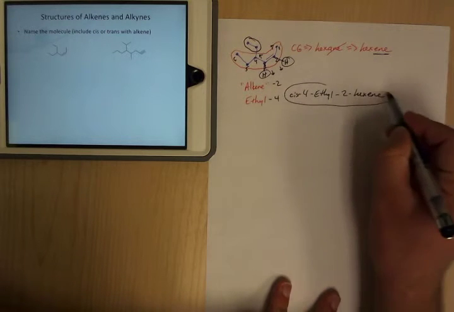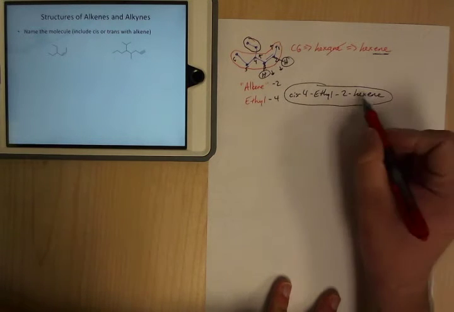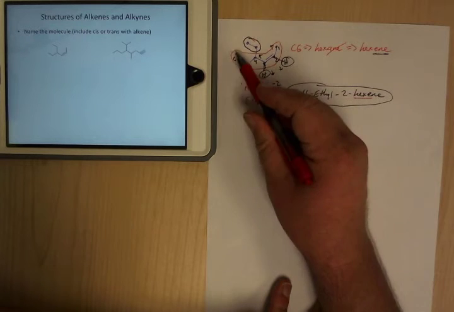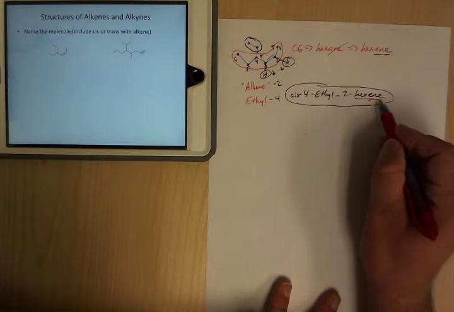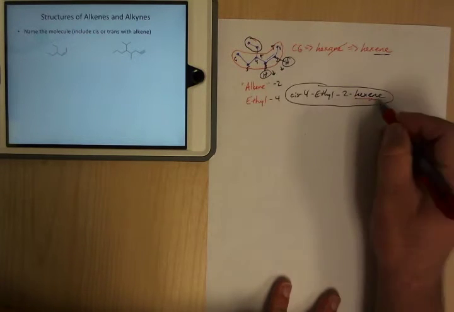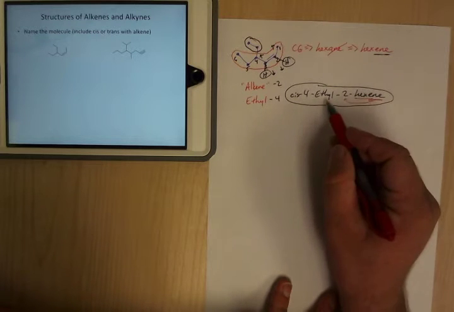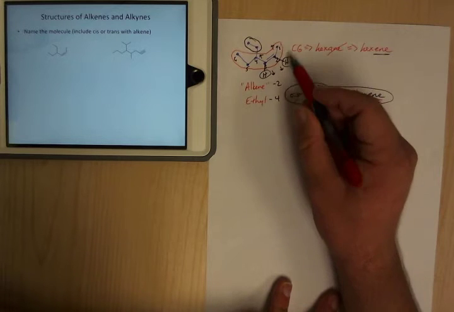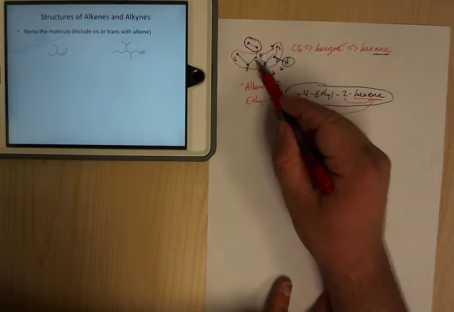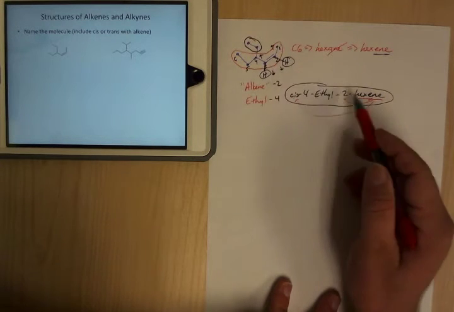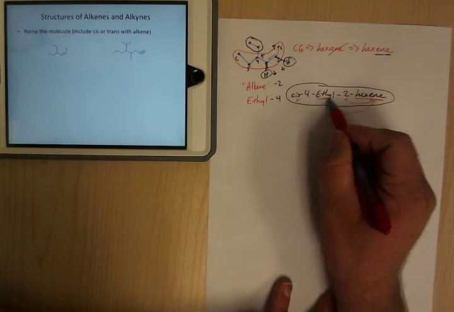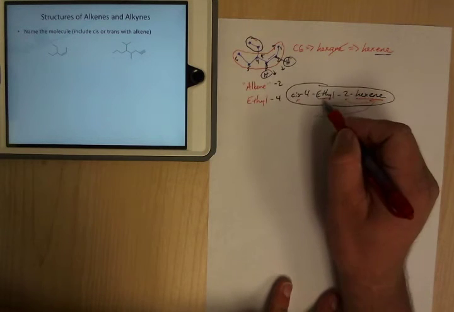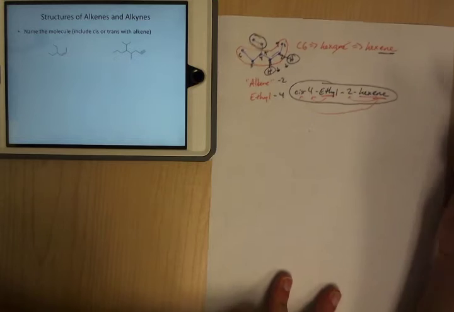So here's the name. We have a 6-carbon chain with a double bond in it. Where does that double bond start? Well, it starts at carbon 2. And that double bond is in the cis configuration, so the hydrogens are on the same side. Oh, hey, we also have an ethyl group. Where is that hanging off of the main chain? Carbon 4.